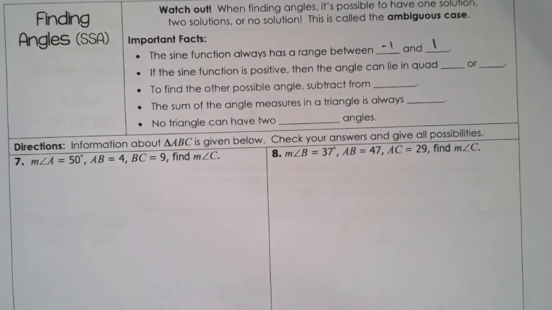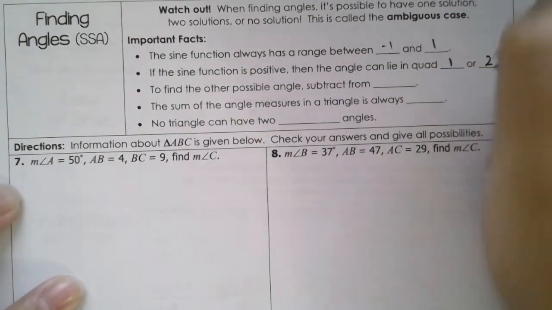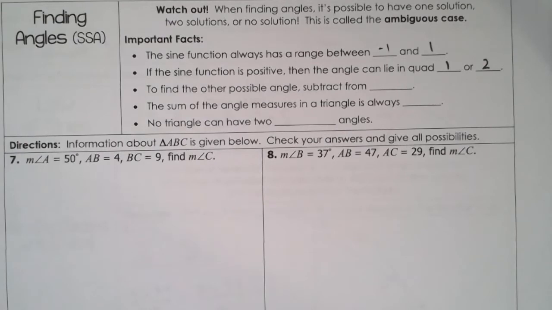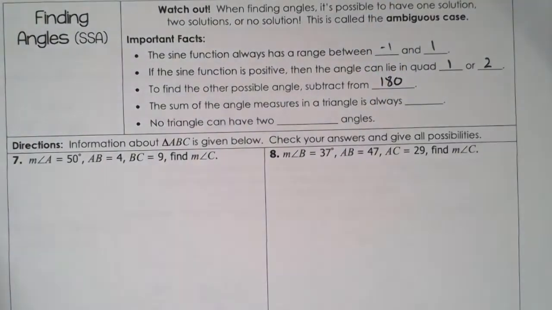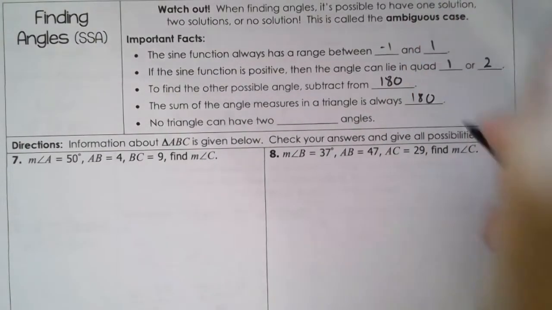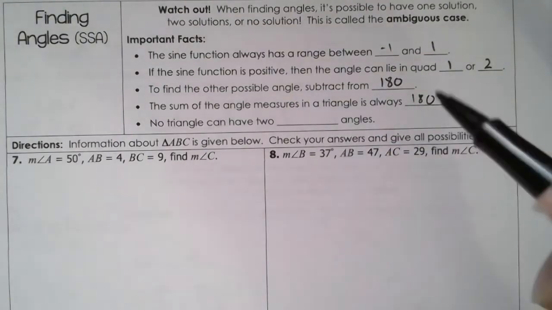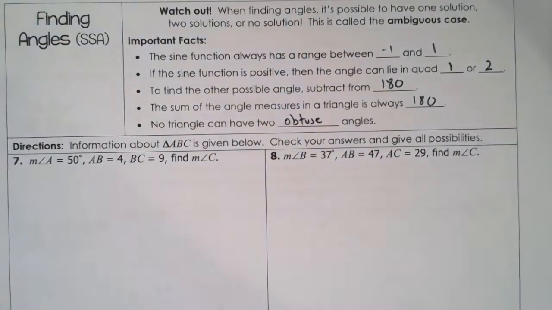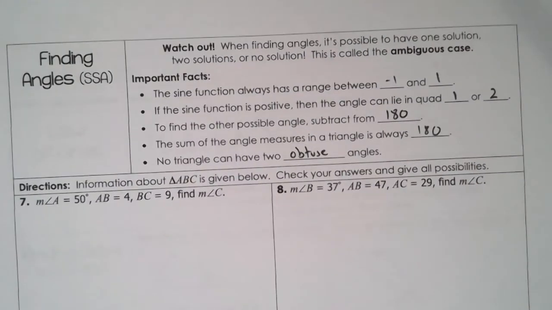If the sine function is positive, then the angle can lie in quadrant 1 or 2, because those are the first two quadrants where sine is positive. After that, you're in the negative y-axis, so the sine function will be negative. To find the other possible angle, for the sake of these problems, you're going to subtract from 180. The sum of the angle measures in a triangle is always 180 degrees. And recall from geometry, no triangle can have two obtuse angles. This is a handy piece of logic for figuring out what my solutions are.